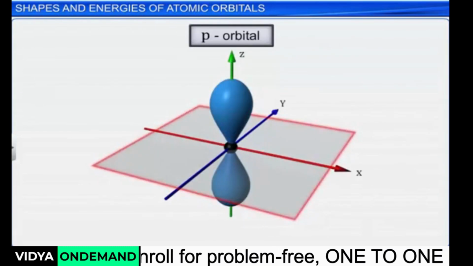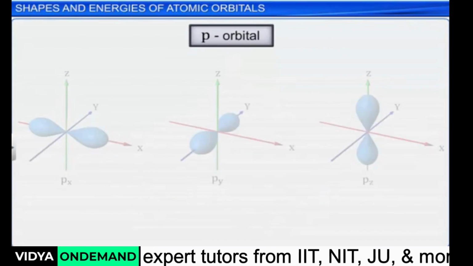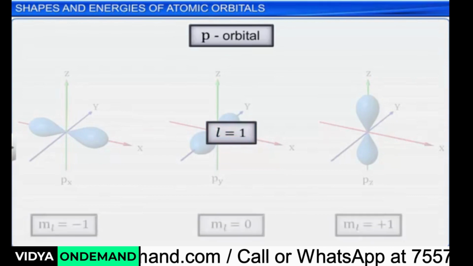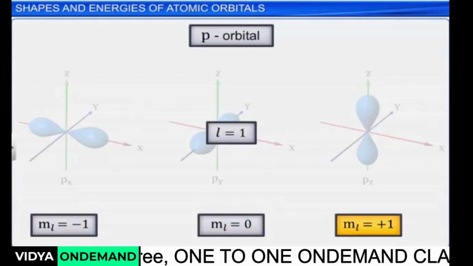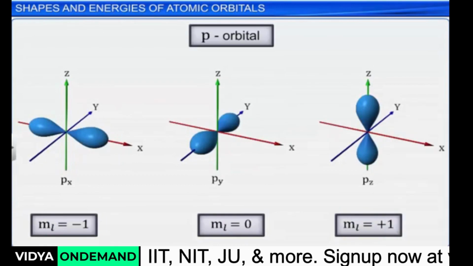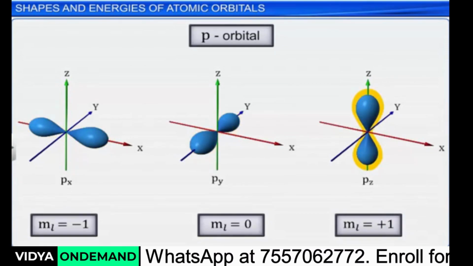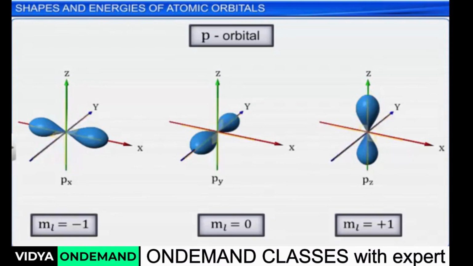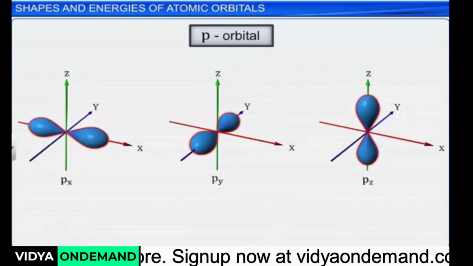Since the azimuthal quantum number l is equal to 1 for the p orbital, the magnetic quantum number ml has values -1, 0, and +1, which represent three different orientations for p orbitals along the three axes, x, y, and z respectively. Hence, there are three p orbitals which lie perpendicular to each other. Irrespective of the direction at which the electron density lies, the size, shape, and energy of these three orbitals belonging to the same principal shell is identical.